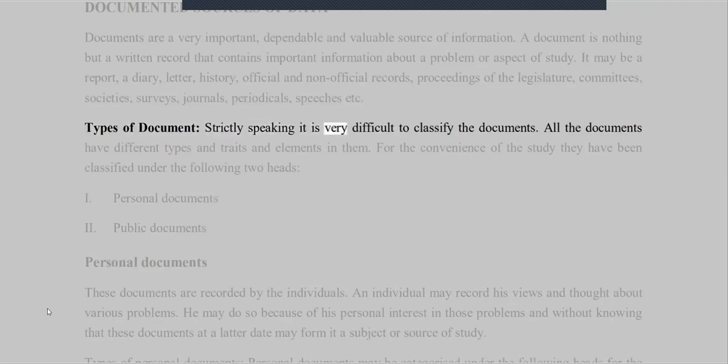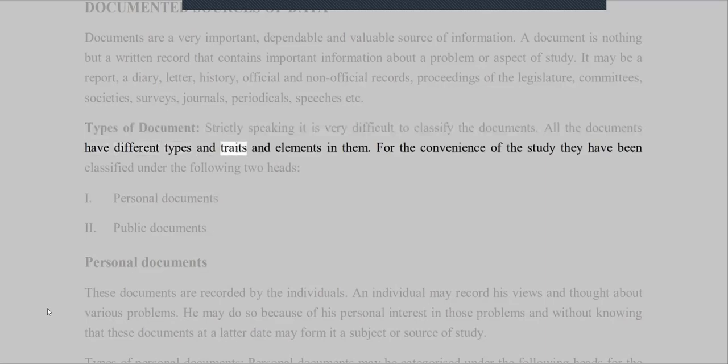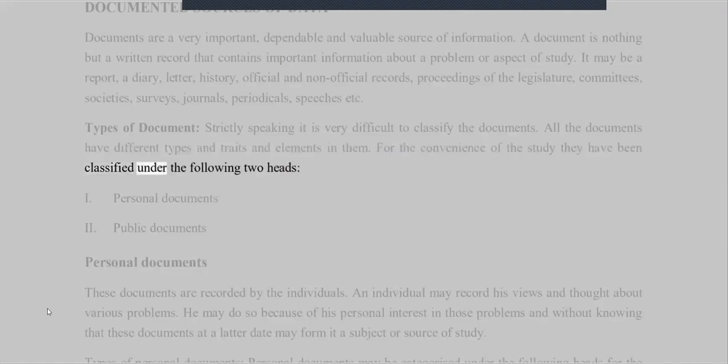Types of document. Strictly speaking, it is very difficult to classify the documents. All the documents have different types and traits and elements in them. For the convenience of the study, they have been classified under the following two heads. 1. Personal documents. 2. Public documents.